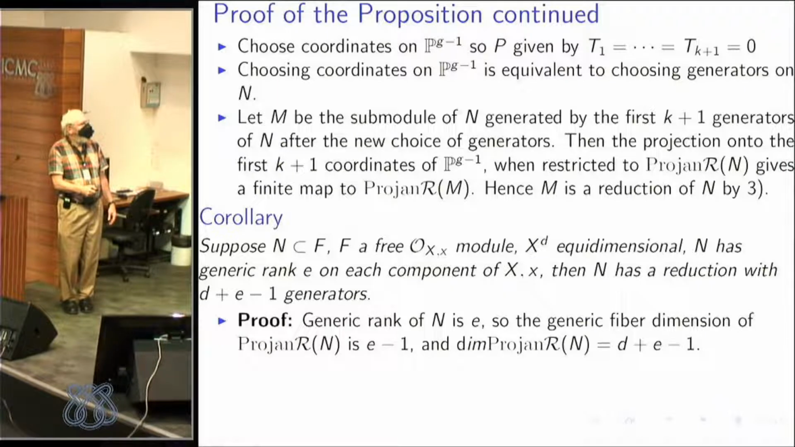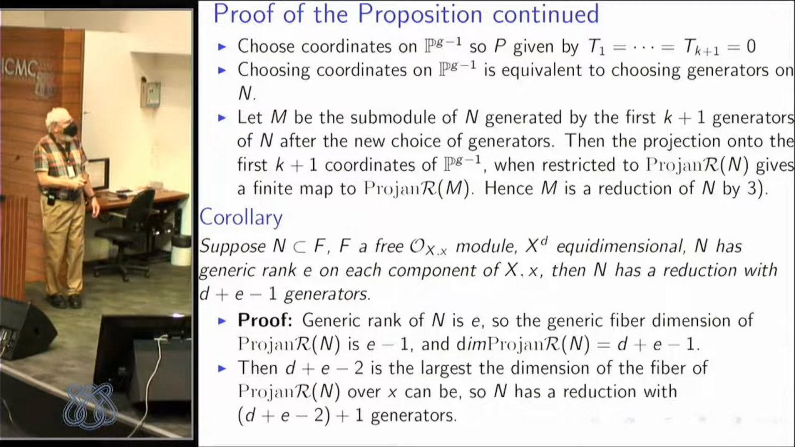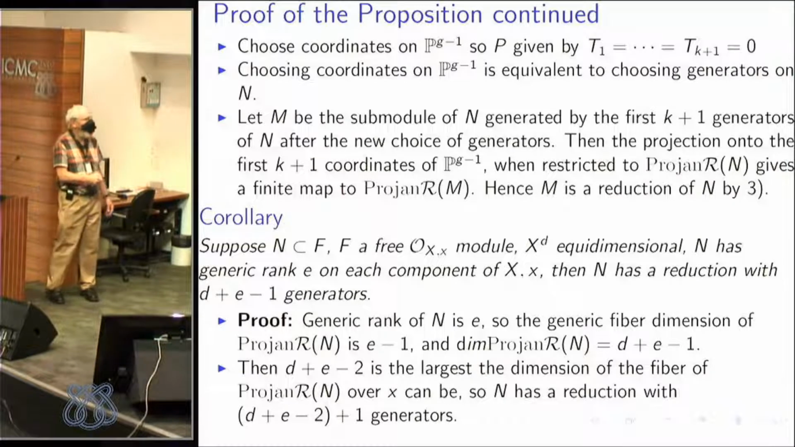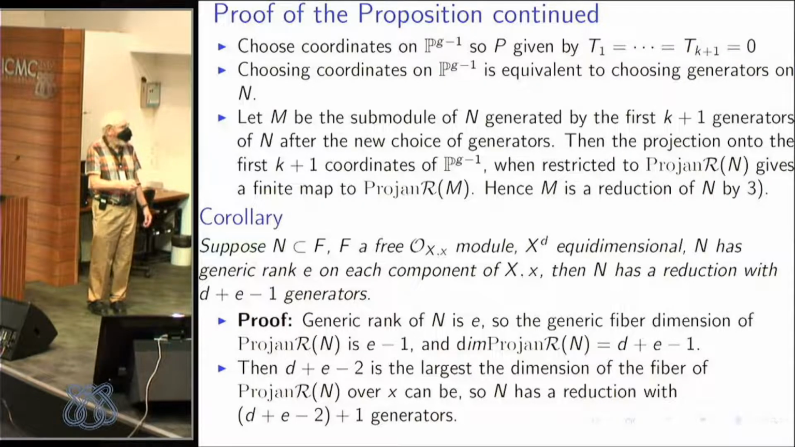Okay, so what's the largest that the fiber over 0 can be? Well, the answer is d plus e minus 2. And so we use the previous one to get d plus e minus 1 generators. And that's what we're saying here. The largest the dimension of the fiber over x can be is d plus e minus 2, and so N has a reduction with d plus e minus 2 plus 1 generators.